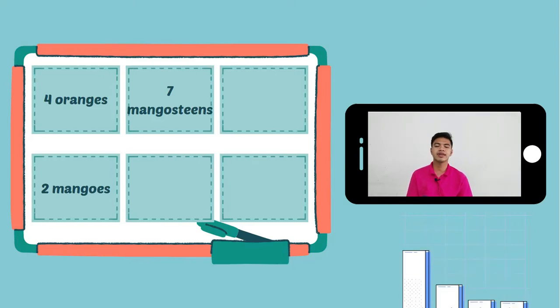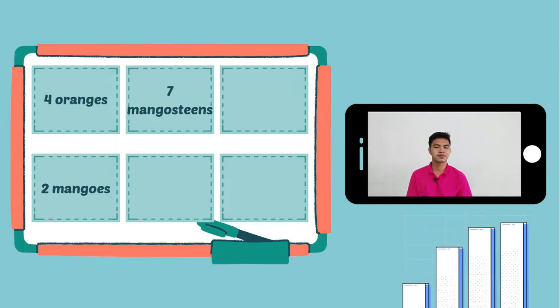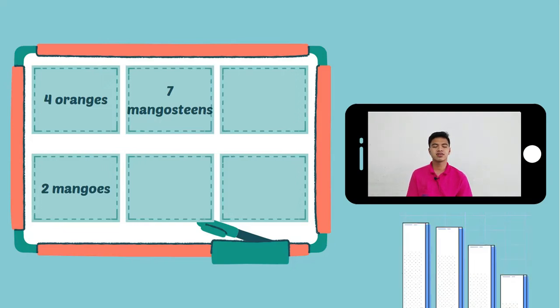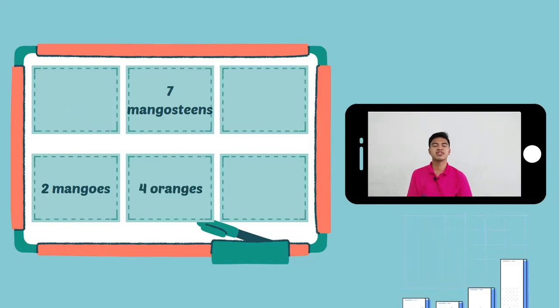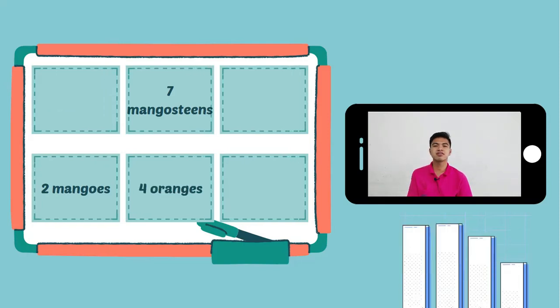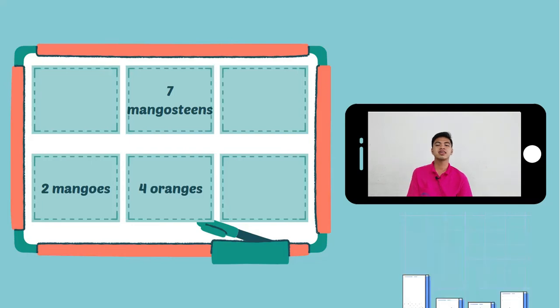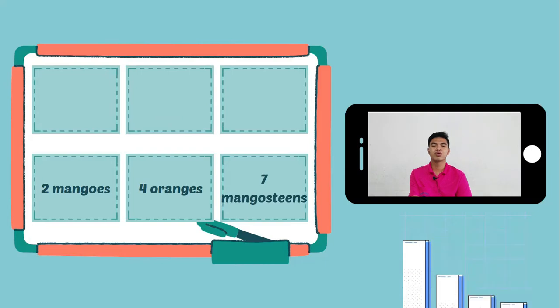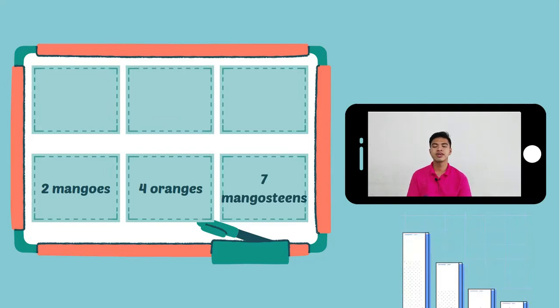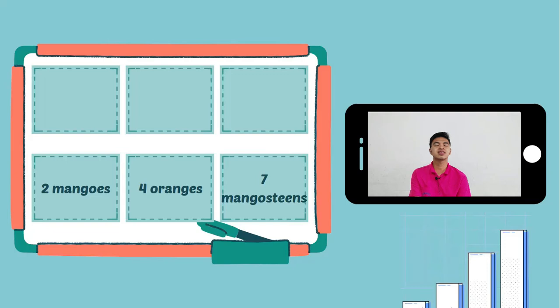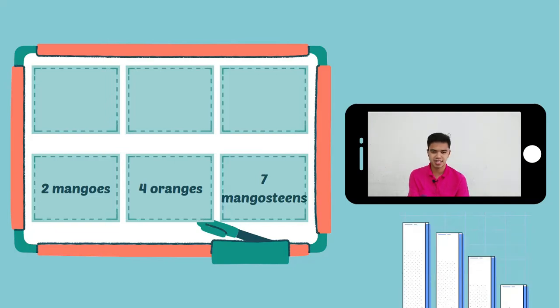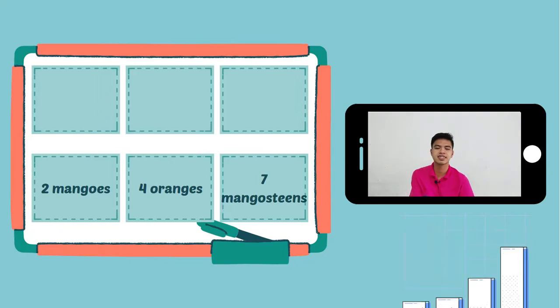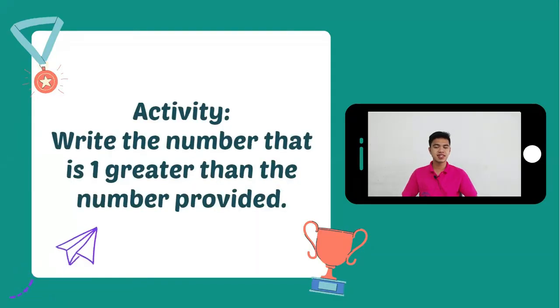So we're going to compare them. Which is the smaller one? Good job! 4 oranges are fewer than 7 mangosteens. So we're going to write 4 oranges. Okay? And then 7 mangosteens, since it's the only number that is remaining, we're going to put it down on our book or write it down. So here we have the order, 2 mangoes and then 4 oranges and then lastly 7 mangosteens. Okay? Very good, kids.